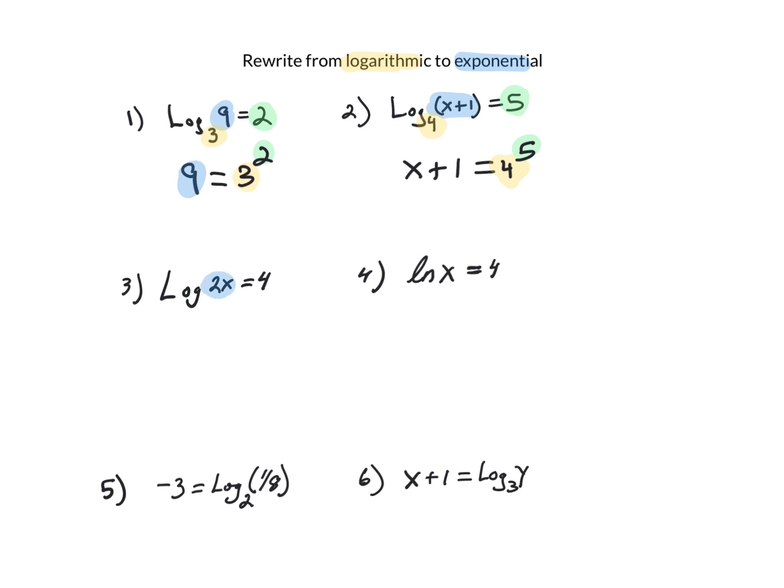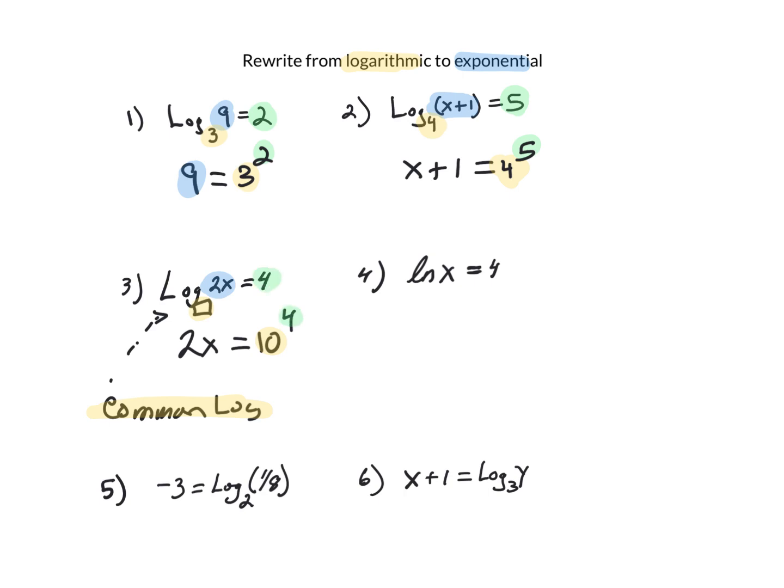So this is going to be 2x is equal to, now notice there is no base written right there. So that means this is a common log. And if it's a common log, that means the base is really 10. So it's 10 to the 4th power. So when there is no base, that means the base is 10, and that's called a common log. And it's being raised to the 4th power.